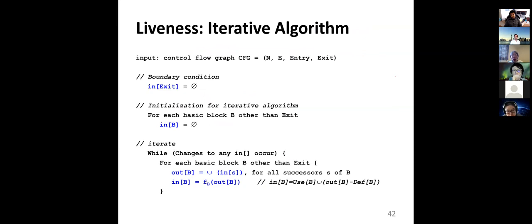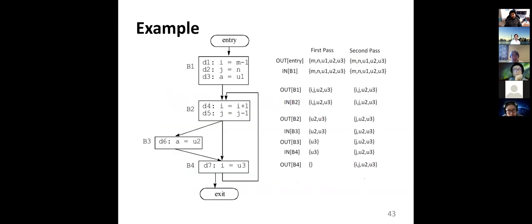Then that's an algorithm for liveness, which essentially has a boundary condition and an initialization of all empty sets. The output is the union of all inputs for all successors. And the input is defined as a transfer function of the output, which is use union out minus def, right? And similarly to the previous one, I leave you an example with 2 passes that would converge in just 2 steps.